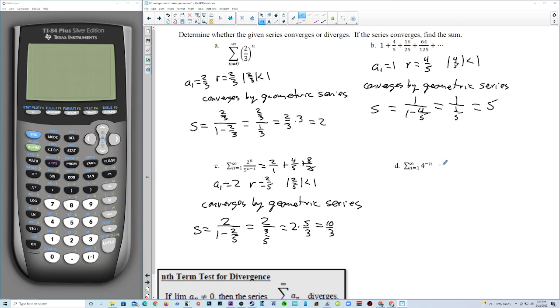On letter D, this is the same as n equals 1 to infinity of 1 over 4 to the n. So a sub 1 is 1/4, and the r is also 1/4. We say that the absolute value of 1/4 is less than 1. So this converges by geometric series.